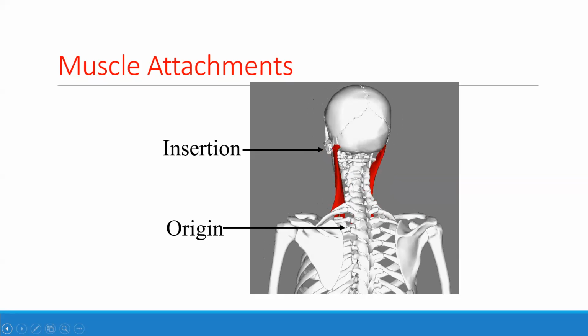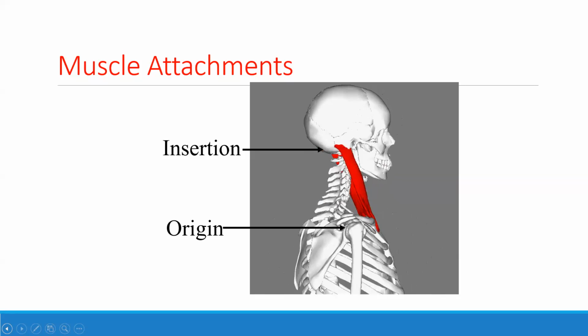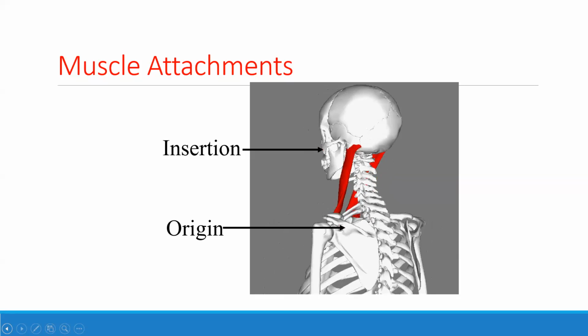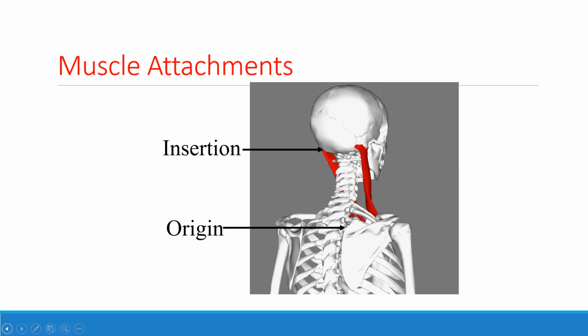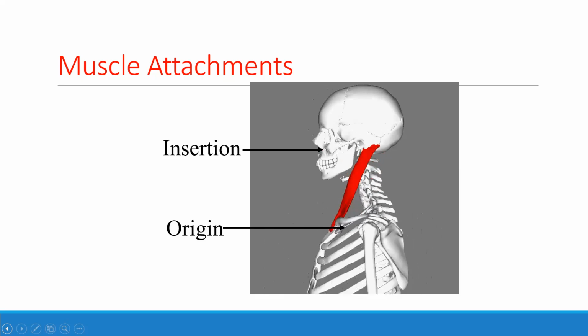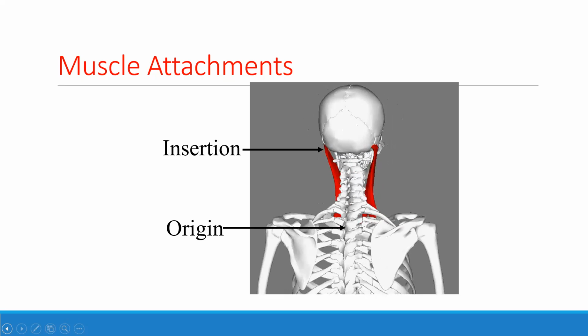The insertion is the bone that moves. In this case, the mastoid process moves because the head turns. The origin is the clavicle and the sternum. They don't move. So origins and insertions. In this case, the action is to turn the head to the left or to the right.